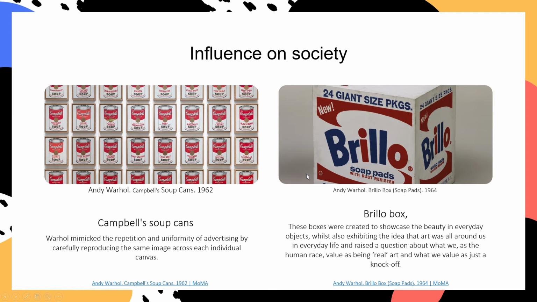The second artwork was the Brillo Box, made in 1964. These boxes were created to showcase the beauty in everyday objects, while also exhibiting the idea that art was all around us in everyday life, and to raise a question about what we, as the human race, value as real art and what we value as just a knockoff.